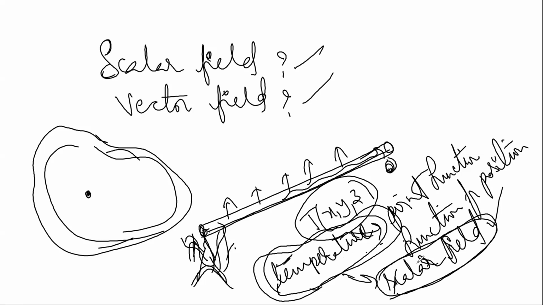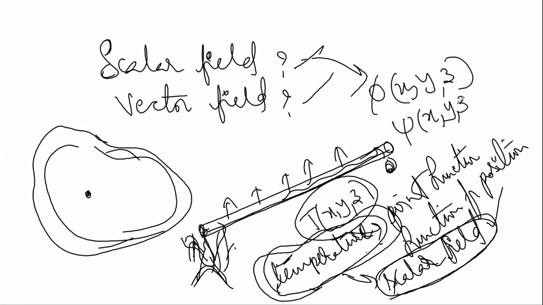Now, for a scalar field, if a scalar physical quantity is assigned to each point in a space, then we can say that it is a scalar field in the region of space. In general, the scalar field is expressed as phi of x comma y comma z, or sometimes psi of x comma y comma z. So by these two parameters, any scalar field can be designated. Then comes the example.